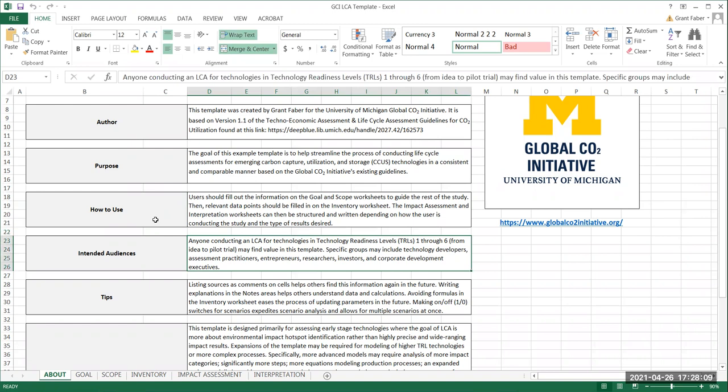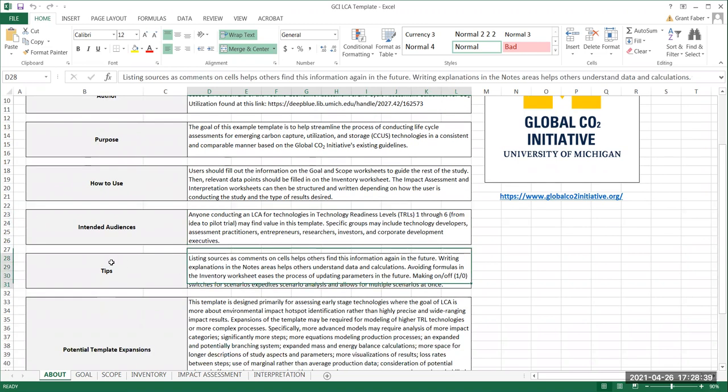In terms of intended audiences, hopefully anyone who is interested in performing an LCA of CCUS technologies can find value in this template. The particular audiences we had in mind include technology developers, assessment practitioners, entrepreneurs, researchers, and so on, people who are very frequently involved in the value chain of trying to commercialize and improve the environmental performance of CCUS technologies.